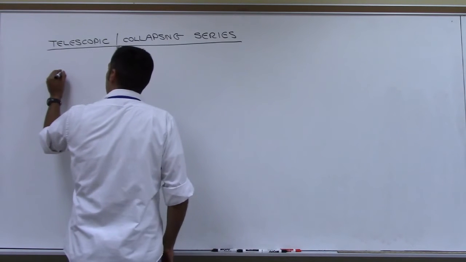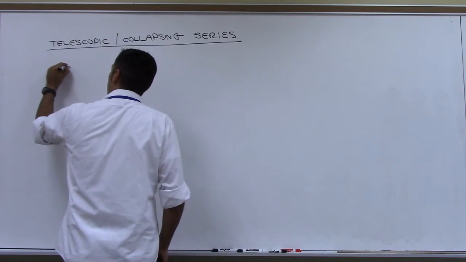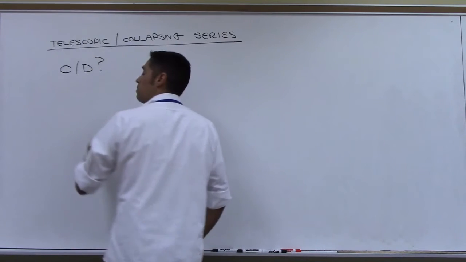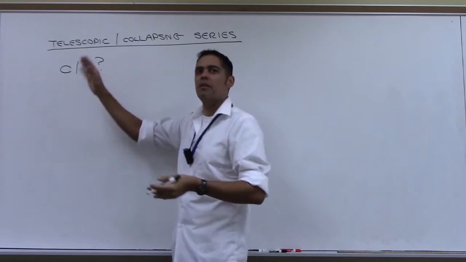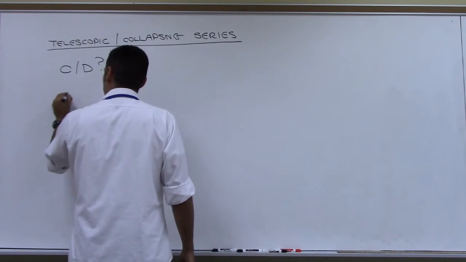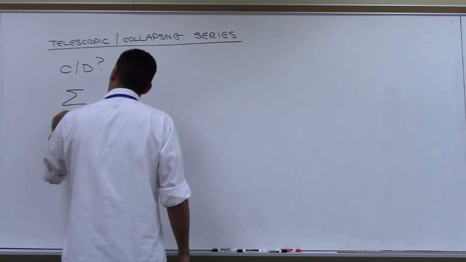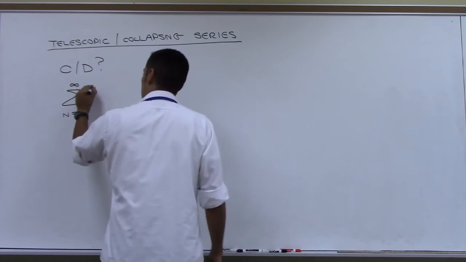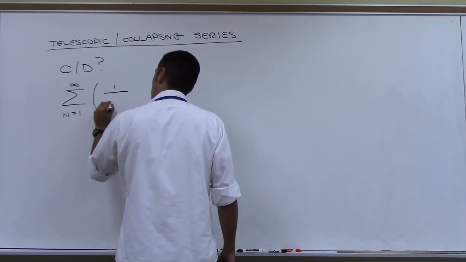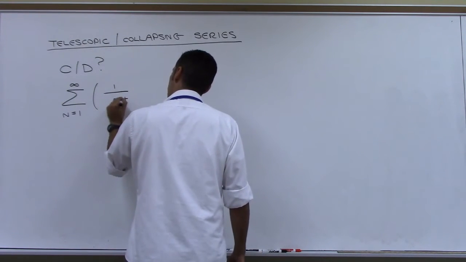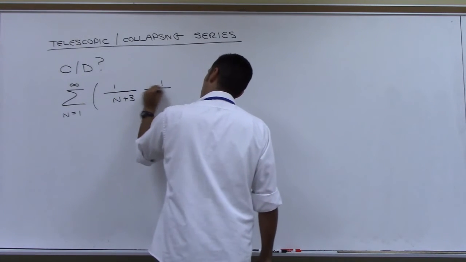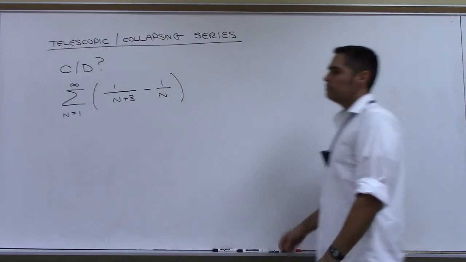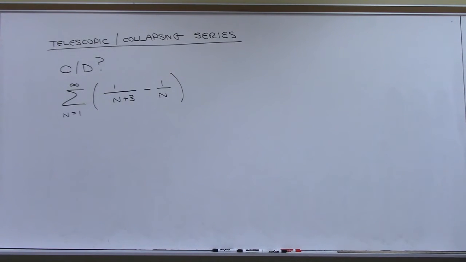So take a look at this series. I want to know if this converges or diverges. So I'm going to put C/D for this problem. Is that all right for everyone? So I don't have to write converge or diverge. So converge or diverge: the sum from n equals 1 to infinity of 1 over n plus 3 minus 1 over n. So what do you think?